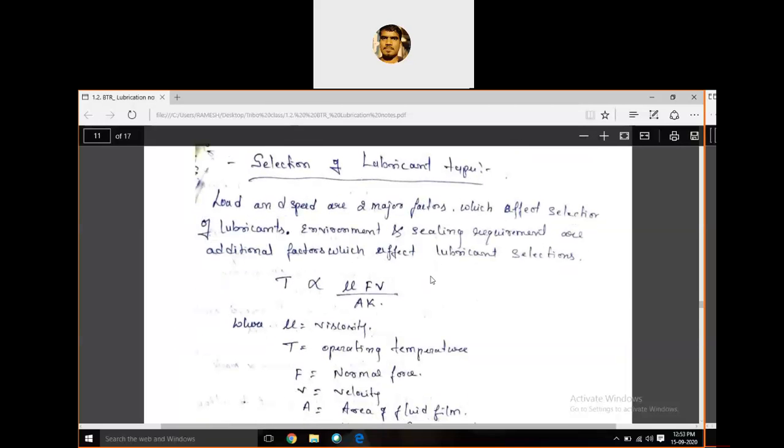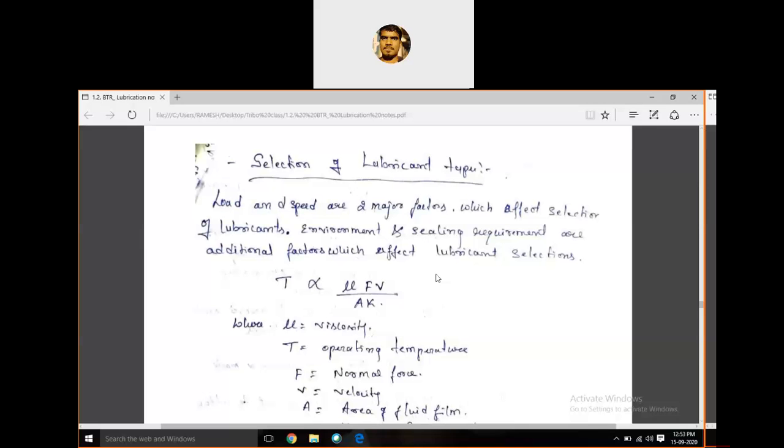Next, the selection of lubricant and the type. Based on what do we have to select the lubricant? Of course, one thing is properties. Based on the characteristics or properties, we have to select the lubricant. Along with that, there are some other factors influencing the selection of lubricant. In that, two important factors are load and speed, which affect the selection of lubricants, along with environmental and sealing requirements.